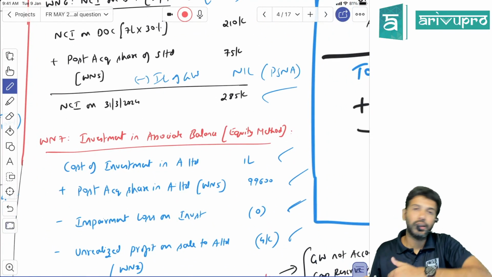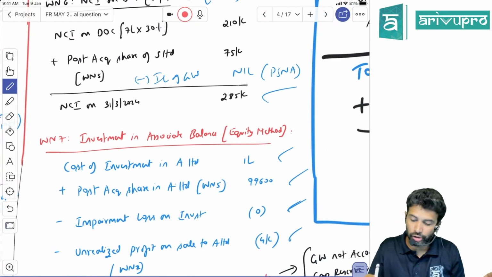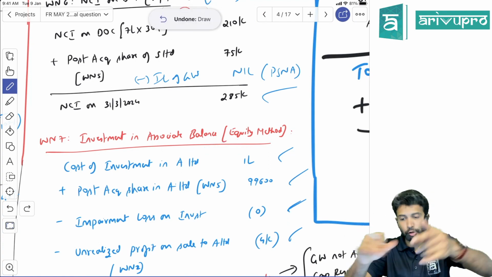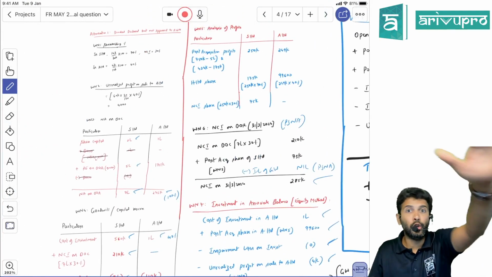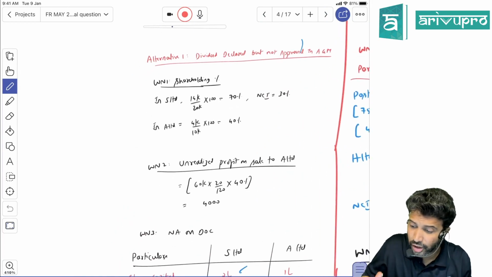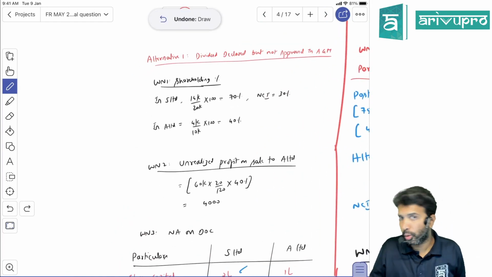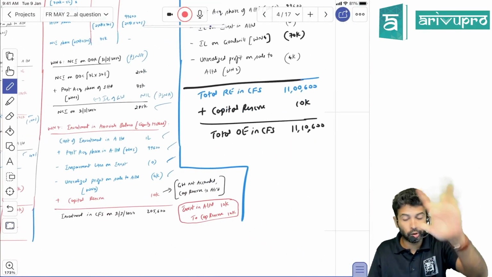So what about dividend? We have assumed that the dividend is not yet approved, so the dividend adjustment will not come. If you check, we have done almost the whole question and nowhere have we considered dividend because it is not yet approved. If dividend is not approved, it will not come at all. The day it gets approved, only then we start the accounting.